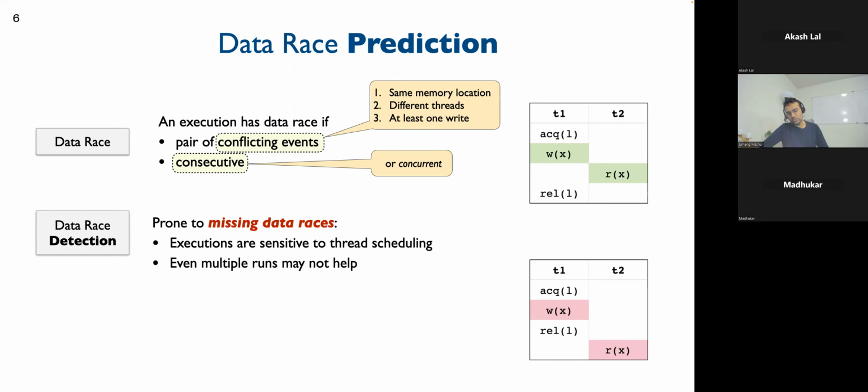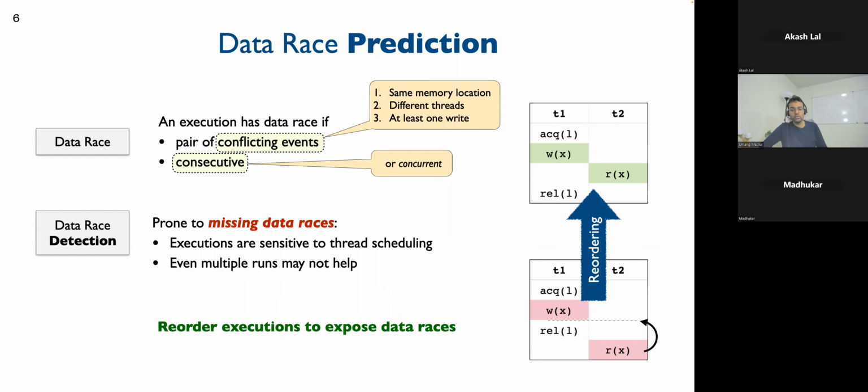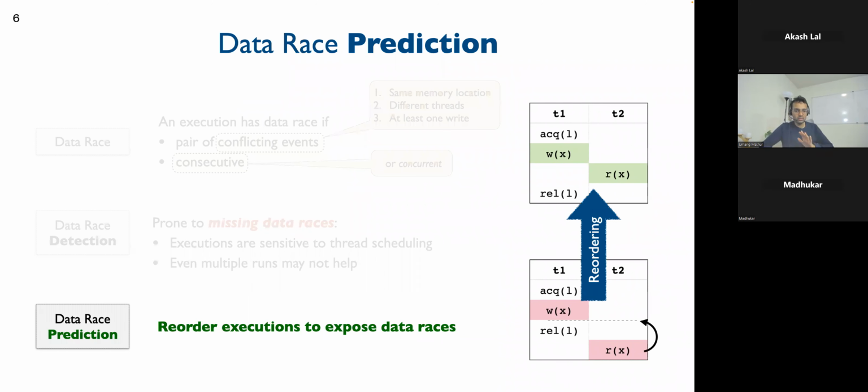But as you might have also already observed, if I try to reorder the fourth event, which is the read of X, up above so that it comes between the write X and the release of L in 31, that would give me the first execution. And the first execution, as we've seen, has a data race. So in a sense, I can reorder executions to expose data races. And that's essentially this concept of data race prediction that I'm going to talk about in this talk in a little bit more detail.